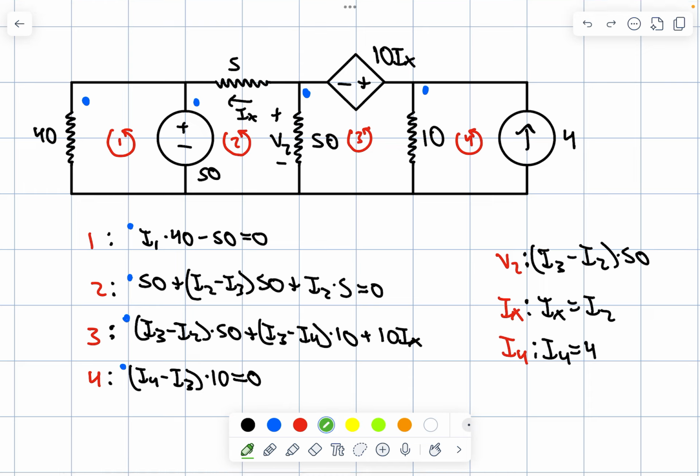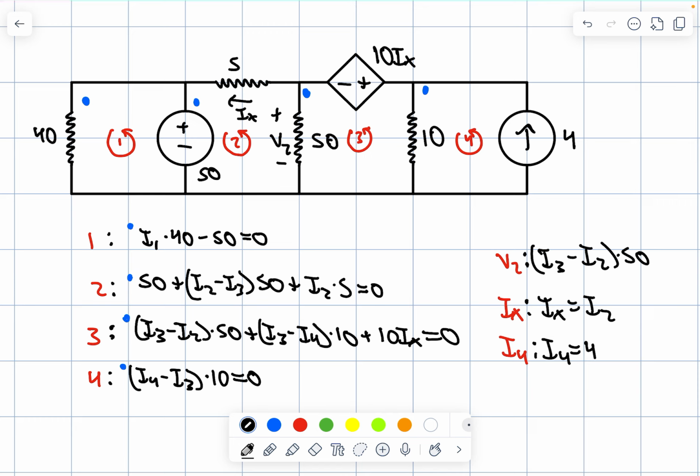And then we can analyze our third loop, I3 going the right direction, I2 going the wrong direction across 50. Great. Then I3 going the right direction, I4 going the wrong direction across 10. Great. And then adding, because we're going through the positive terminal of 10IX, plus 10IX, and that all has to equal 0. I forgot to write that in.